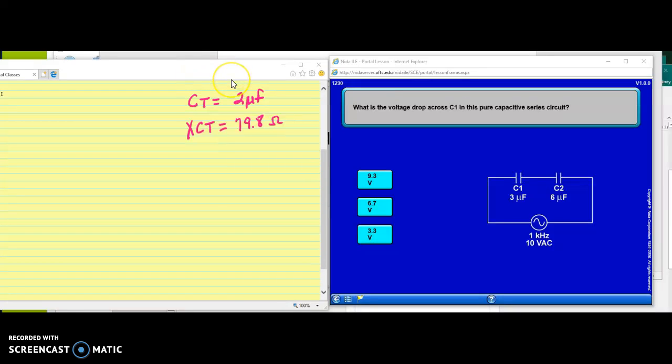Let's resume the video. I've got our CT here and our X sub CT, which is 79.8 ohms. Remember, the next step was calculating current. If we know how much current is going through each of those capacitors, we can then calculate the voltage drop of either of those capacitors.